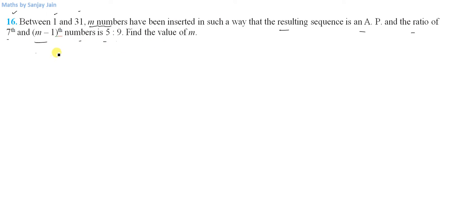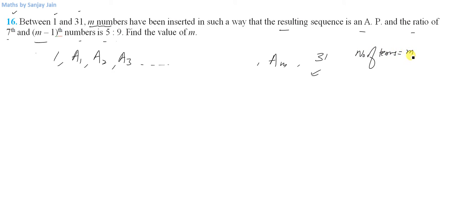So what I mean to say is there are two numbers, 1 and 31. Between these two numbers, m numbers have been inserted like this: a1, a2, a3, and so on, up to am. So the resulting sequence is an AP. What is the number of terms of the resulting sequence? It is the m numbers that I have inserted plus the two numbers that I already had. So the total number of terms of this AP is m plus 2.